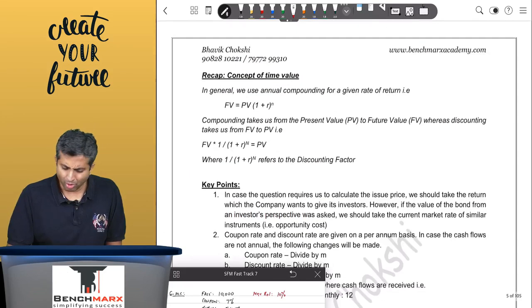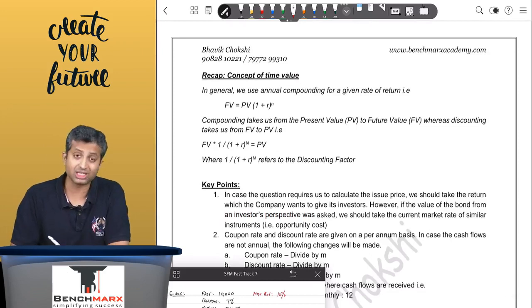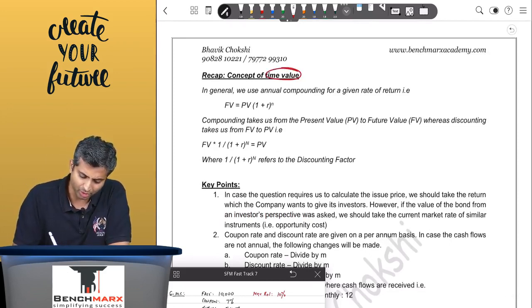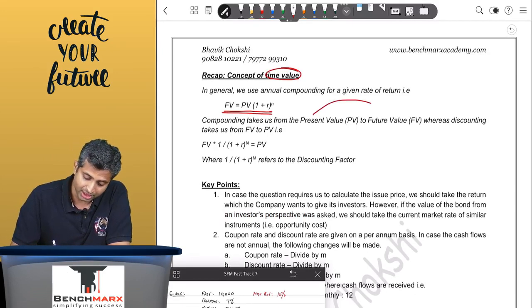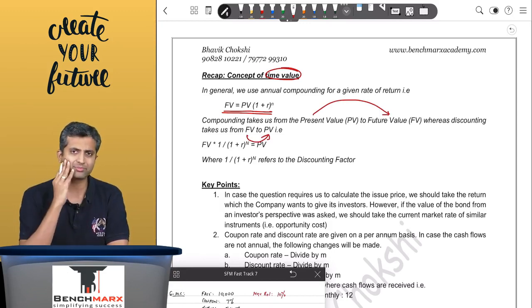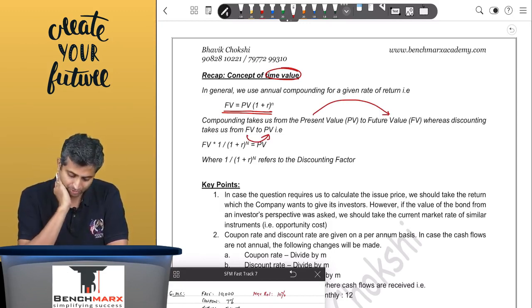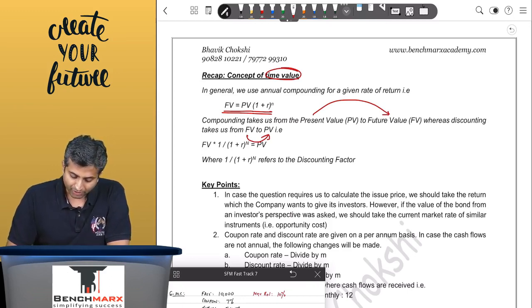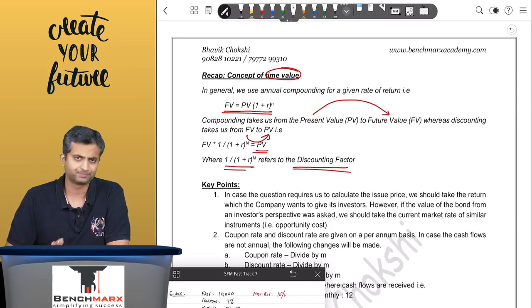Okay, so over here we have taken the recap, as we said, of the concept of time value of money, where in general this is a formula for compounding. Compounding takes us from the present value to the future value, whereas discounting takes us from the future value to the present value. This is something that you must have done in your inter-CA or even your CA foundation. So future value into 1 upon (1 plus r) raised to n is the present value, where 1 upon (1 plus r) raised to n refers to the discounting factor.